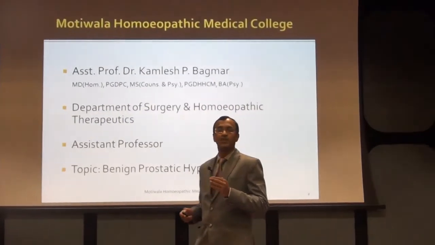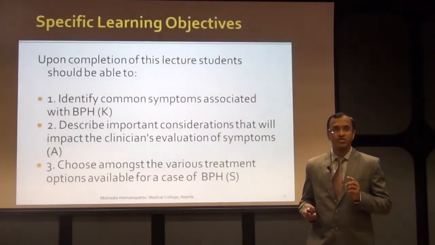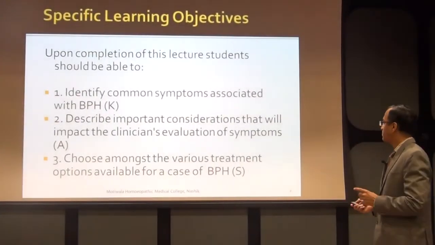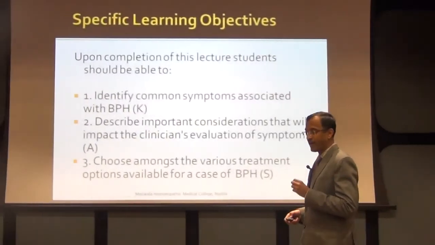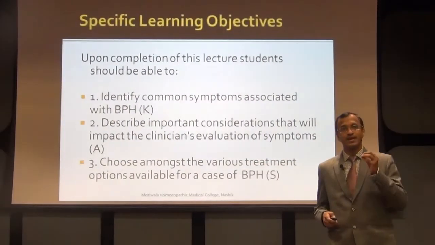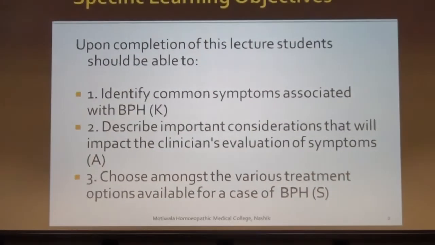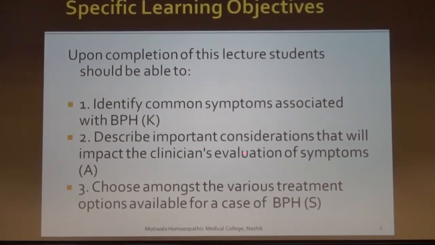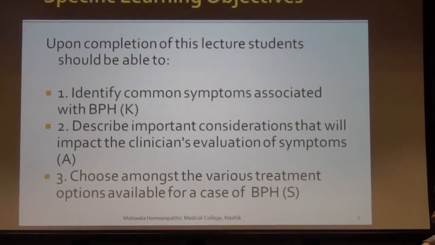The key objective of this lecture is that, upon completion, the student should be able to identify the common symptoms associated with benign prostatic hypertrophy so that they can diagnose the clinical condition, which is a knowledge-based objective. The second objective is very important: describe important considerations that will impact the clinician's evaluation of symptoms.